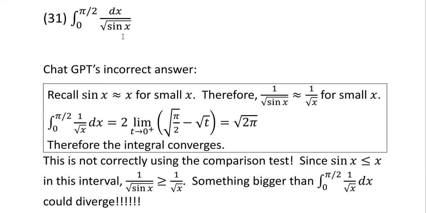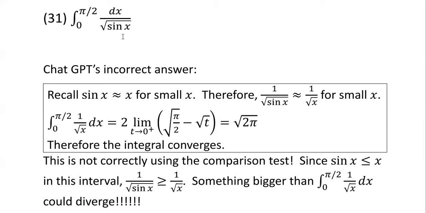For a comparison test to work, there's one or two options. If you know that something converges and your thing is even smaller than that other thing, then for sure your thing converges as well. Something smaller than something that converges must converge. That makes logical sense, hopefully, right? Similarly, you can also conclude divergence. If something you know diverges and your thing is even bigger than that something that diverges, then for sure your thing will diverge as well. That makes sense also, hopefully. Okay? That's how the comparison test works.